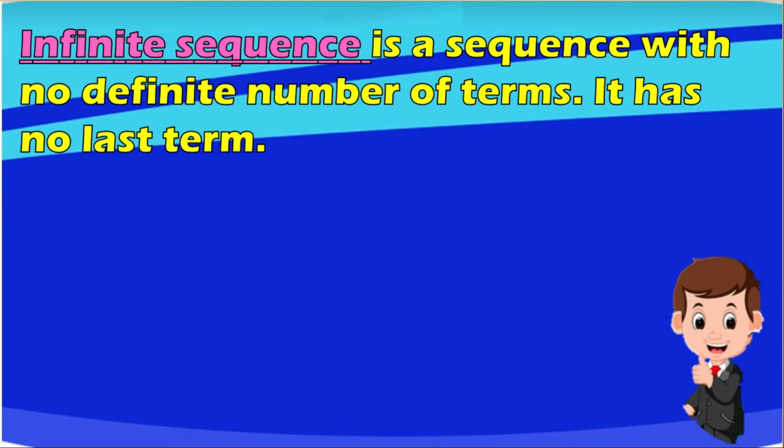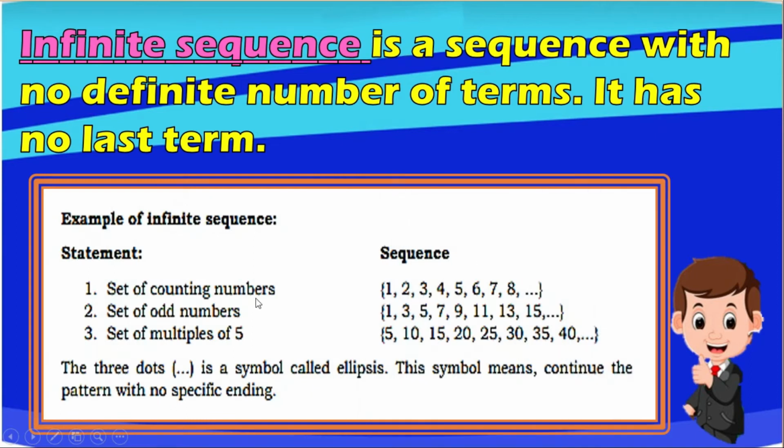Infinite sequence. It is a sequence with no definite number of terms. It has no last term. Some of the examples are the set of counting numbers. So we say 1, 2, 3, 4, 5, 6, 7, 8, and so on. So it continues the terms.